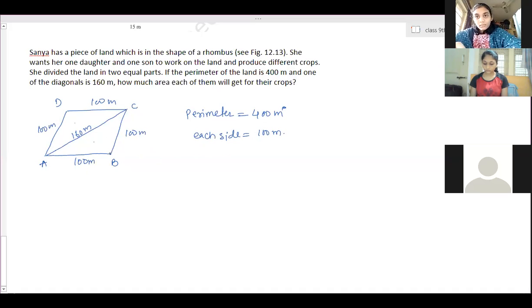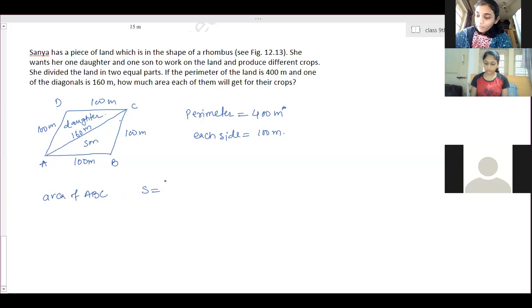Now we have to find the area of this triangle. Everyone's area is exactly equal. If this area and this area are equal, then the son will get this part and the daughter will get this part. Clear? So find the area of this part, the area of ABC.